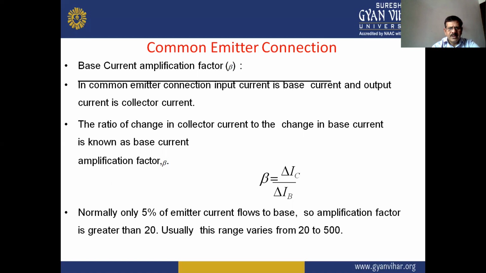Normally, only 5% of the emitter current flows to the base. So the amplification factor is greater than 20. The range varies from 20 to 500. So this is the value of the base current amplification factor, which varies from 20 to 500.